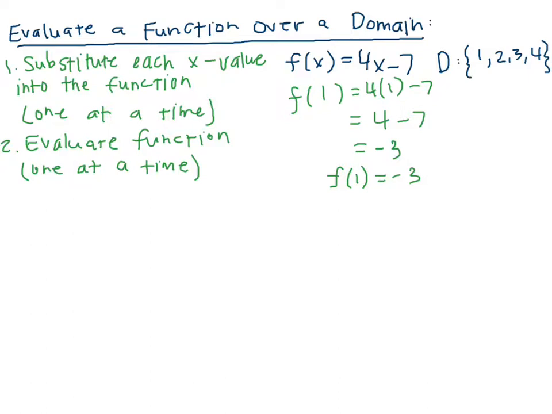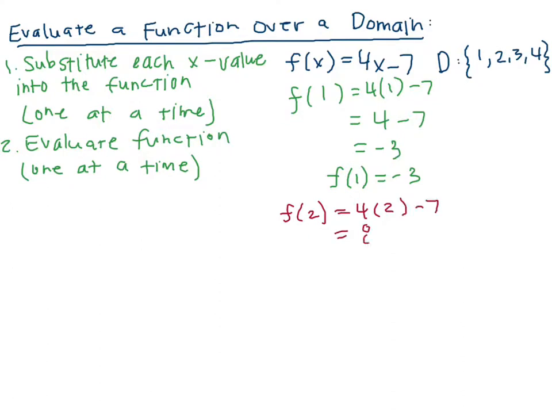I have to do that for every number in the domain. So now let's go ahead and do it for 2. So we have f of 2 equals 4. Instead of x, we're going to put a 2. And then minus 7.